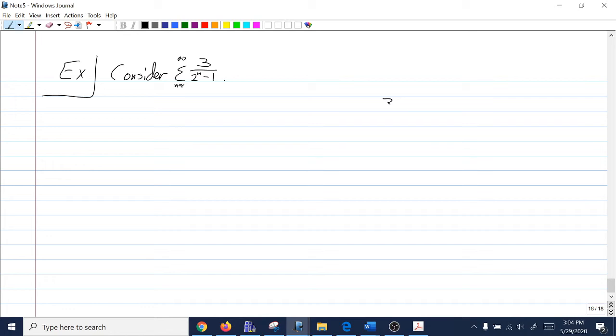How big is 3 over 2 to the n minus 1? Well, I understand the series 3 over 2 to the n. It's geometric, and I know it converges. I guess I'm hoping to know that you're smaller than finite. If you're smaller than finite, then I can do it. Are you actually smaller than finite?